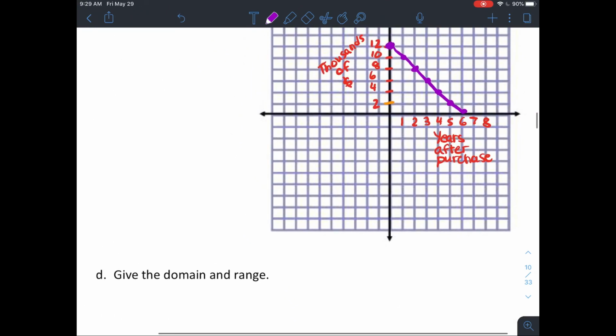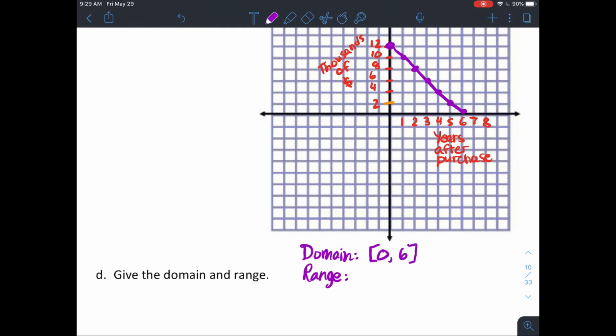My domain and range. Domain is the number of years that I've owned it that makes sense in my function. So from 0 up to 6 years when my value reaches $0. My range, I need to write it from smallest to largest. My values go from 0 at the end to $12,000.